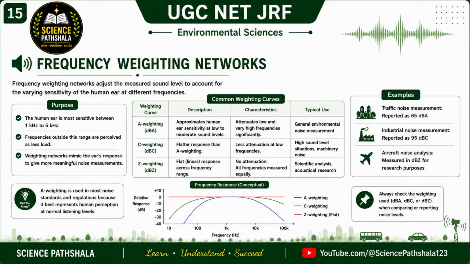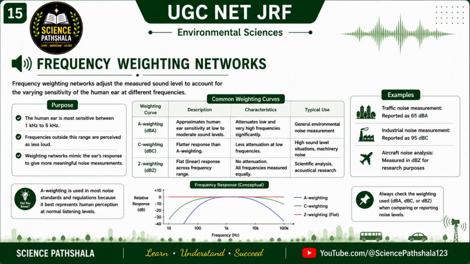The most commonly used weighting curves are A weighting, C weighting and Z weighting. First is A weighting, written as dBA. A weighting closely represents the sensitivity of the human ear at normal listening levels. It significantly reduces low frequency and very high frequency sounds. Because of this, A weighting is most commonly used in environmental noise monitoring and legal noise standards. For example, traffic noise is usually reported in dBA.